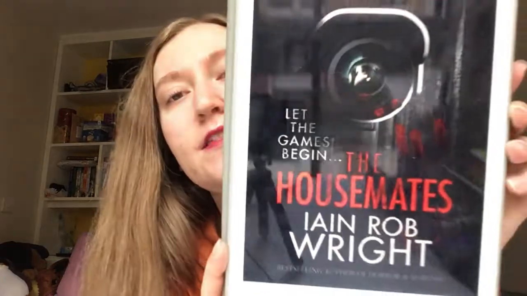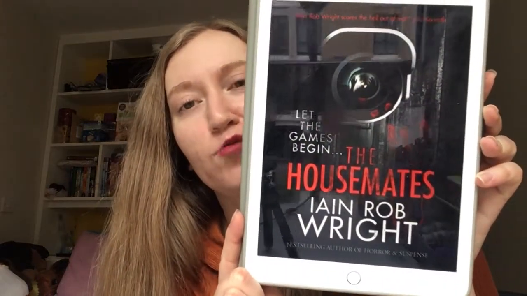So as you saw, I randomly generated a letter, and that letter has to start either the author's first name or their surname. Now I got I, which is actually a really rare letter. I only have about 5 on my TBR of both first names and/or surnames, which is crazy. But I picked The Housemates by Iain Wright.